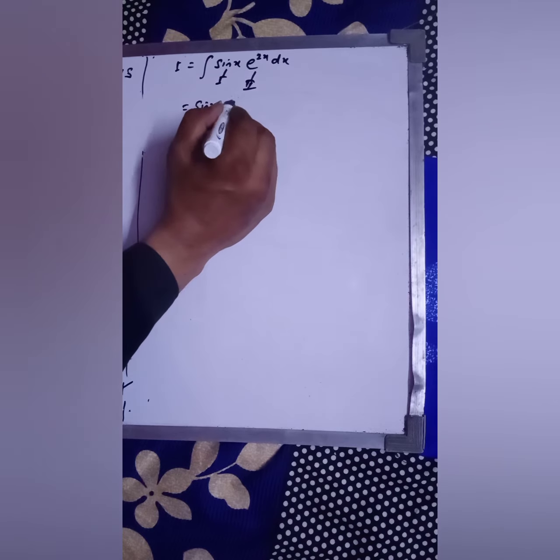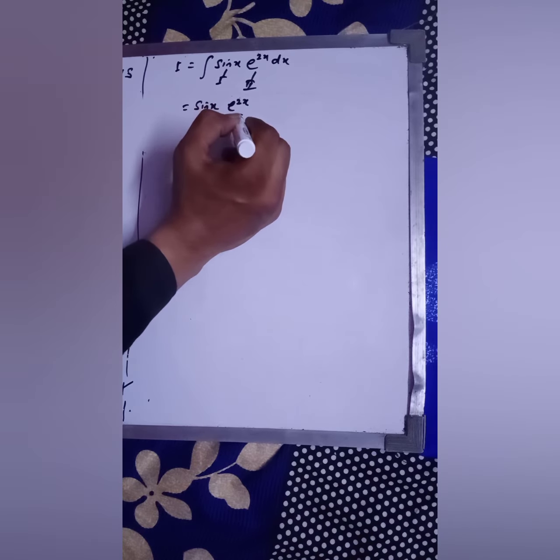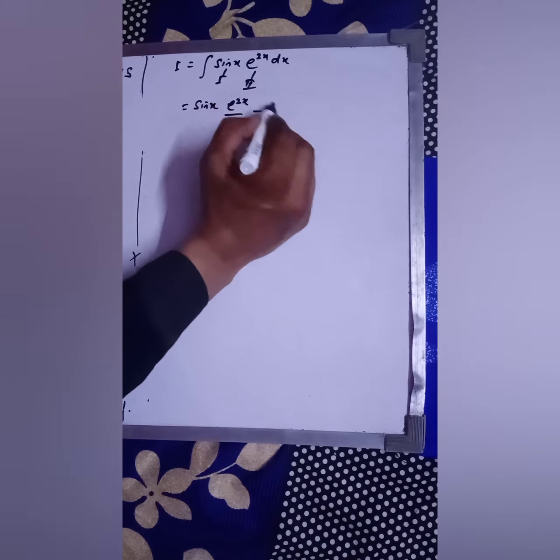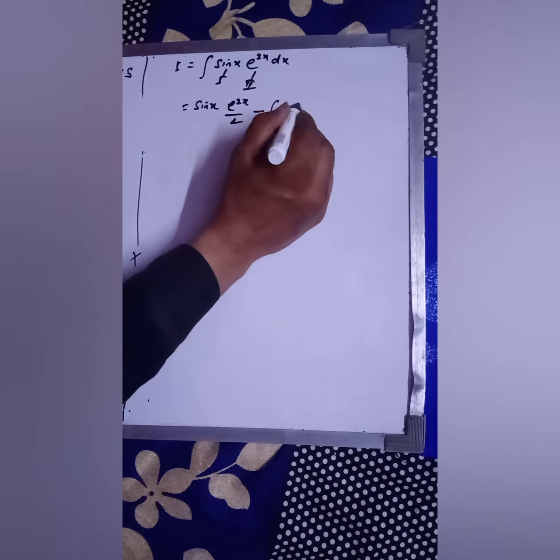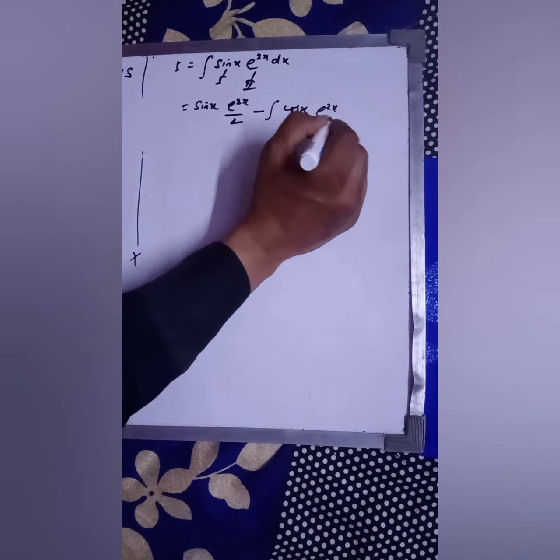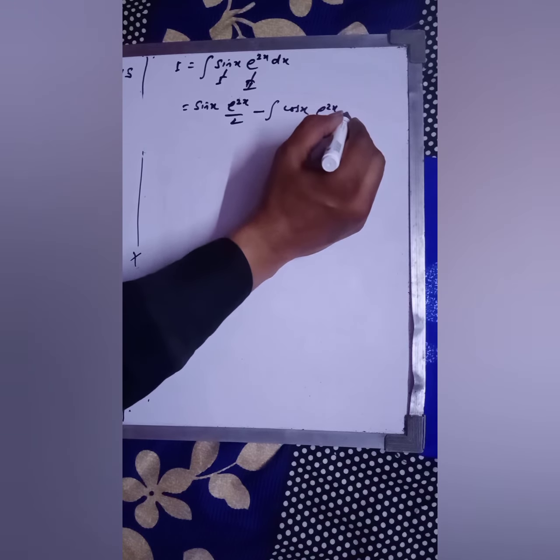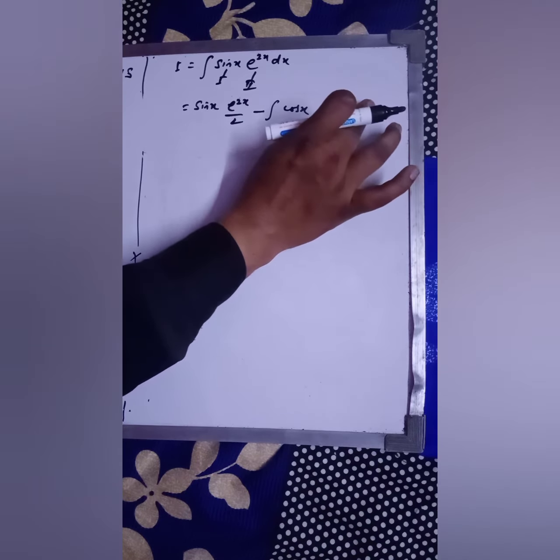Integration of second function, that would be e raised to power 2x. I'm directly writing the integration, okay, minus integration of derivative of your first part, that would be cos x, and integration of this part would be e raised to power 2x over 2, plus c.